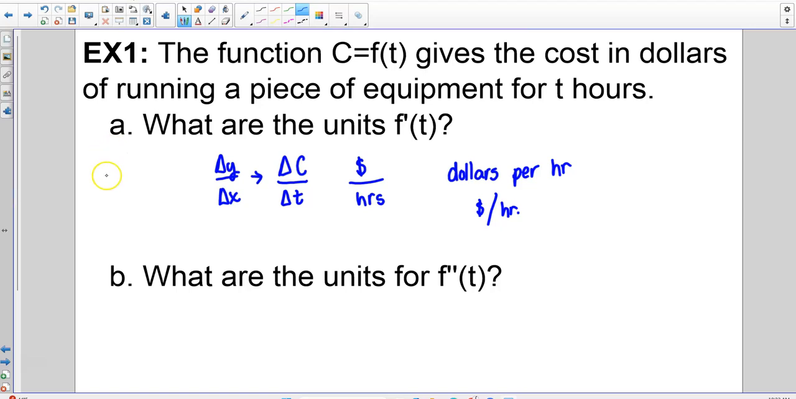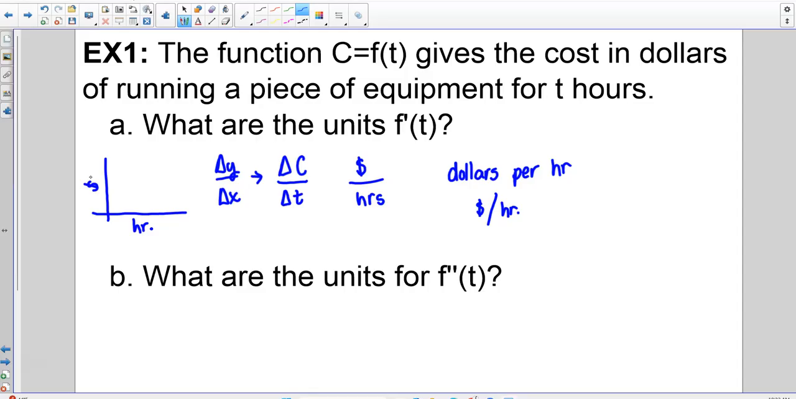And if you think about what the graph of this function looked like, who knows what it looks like, but hours was on the horizontal axis and dollars was on the vertical axis, right? Now we've got to think about units for f double prime.